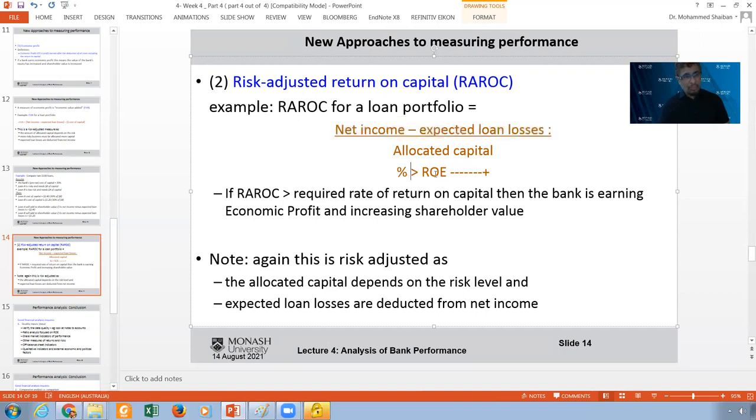You see this percentage. If it is higher than the ROE or the cost of capital, then we are actually making a profit. So here, if the RORAC is higher than the required rate of return on capital, then the bank is earning economic profit and increasing shareholders' value, which means the bank is growing. I think I am done.